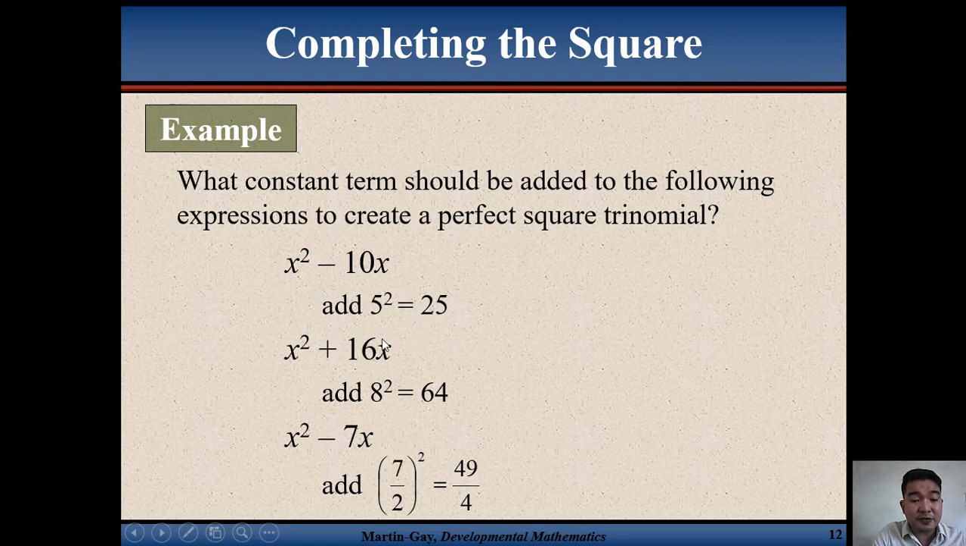Here we get 1/2 of 16, that is 8, and then we square, that is 64. Then we get 1/2 of 7, and that is 7 over 2. So we get the square, so you'll have 49 over 4. That is how to make a perfect square trinomial out of the expression with x squared and x terms.